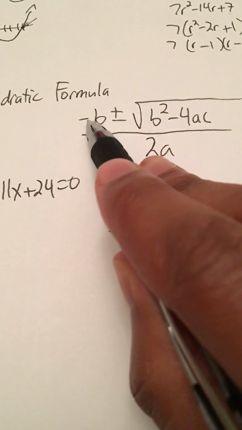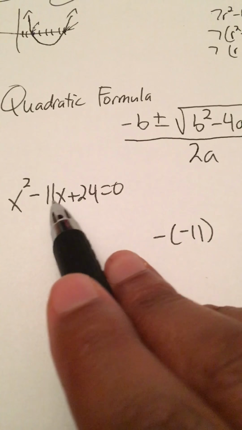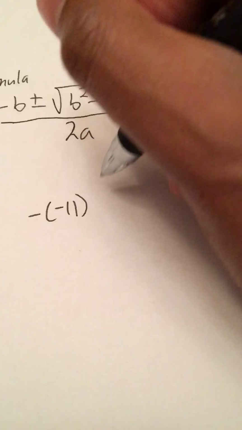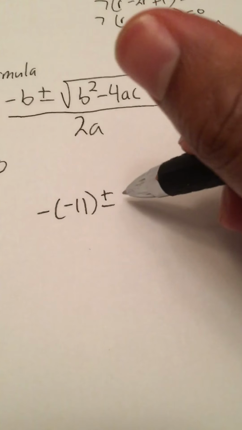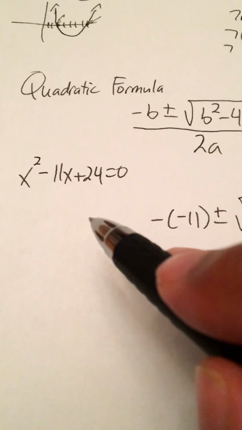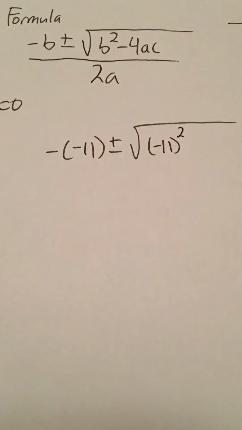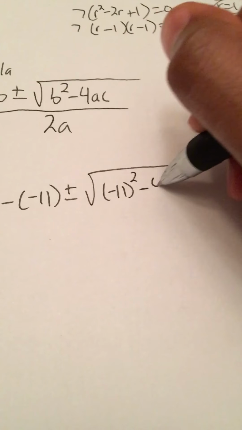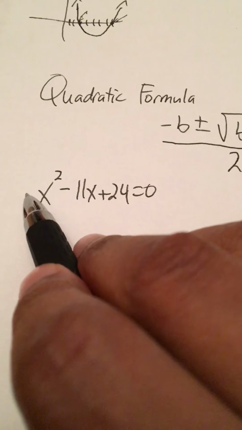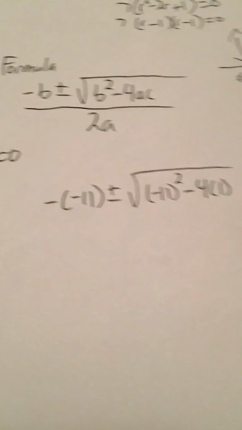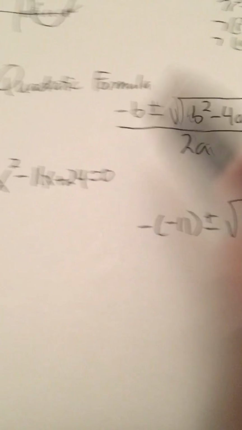Negative comes from the negative b, but b itself is a negative number, so I had to put that in parentheses. You with me? All right, plus or minus, now watch this. The square root of b squared, so there goes that negative 11 again. Anytime we've got negatives, I like to put them in parentheses, minus 4ac, so minus 4 from the formula. The a is 1, even though I don't see it. It's a 1x squared. And the c is 24.